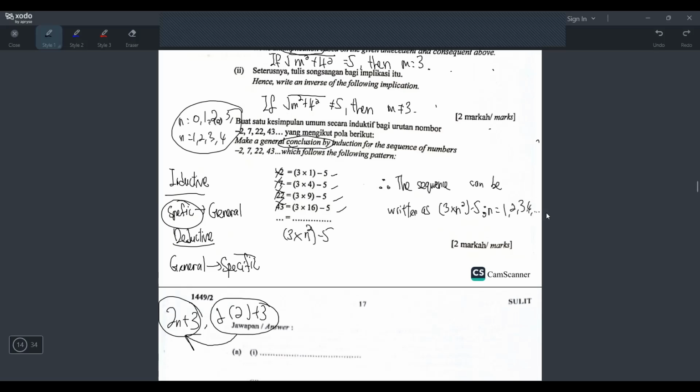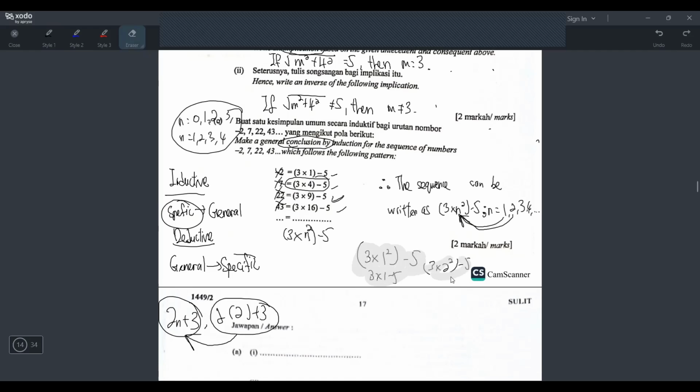That's what, and then you put dot. And if you put 1 here, what will happen? 3 times 1 square minus 5, which is 3 times 1 minus 5. What if you put 2 inside? It will be 3 times 2 square minus 5, which is exactly the same as this, because 2 square is 4. And if you ganti with 3, it will be exactly the same with this. You ganti with 4, exactly the same with this.